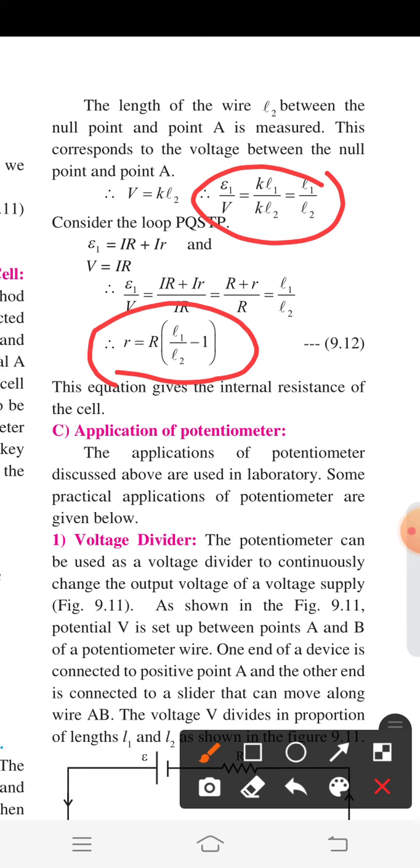That is the second use of the potentiometer, to measure the internal resistance of the cell. With the help of the potentiometer, we can easily calculate the internal resistance of the cell. So students, in this video we studied the second use of potentiometer, that is to calculate the internal resistance of the cell. In the next video, we will see the application of potentiometer. Thank you.